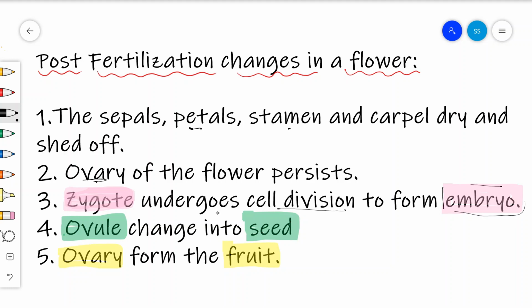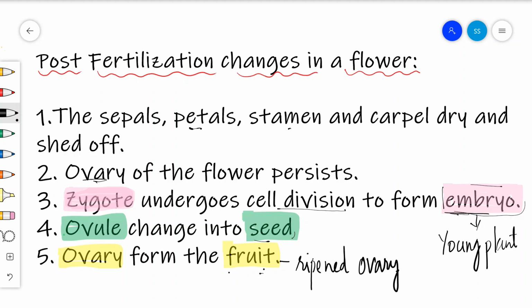The zygote undergoes cell division to form the embryo. This embryo is the young plant inside. It is the young plant which can grow into an entire organism. After the zygote changes into the embryo, the entire ovule changes into the seed, and the ovary forms the fruit. The fruit is actually the ripened ovary which contains the seed and protects it. The seed further can be used for the growth of a new plant.